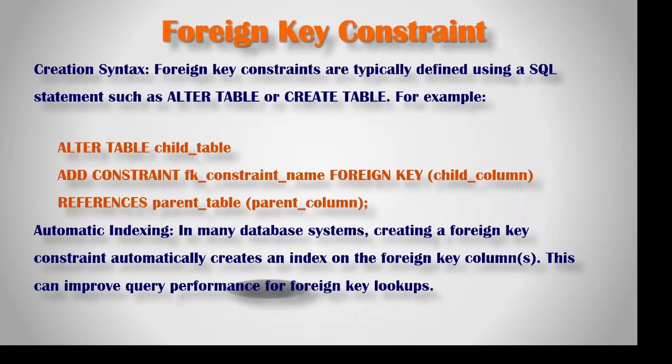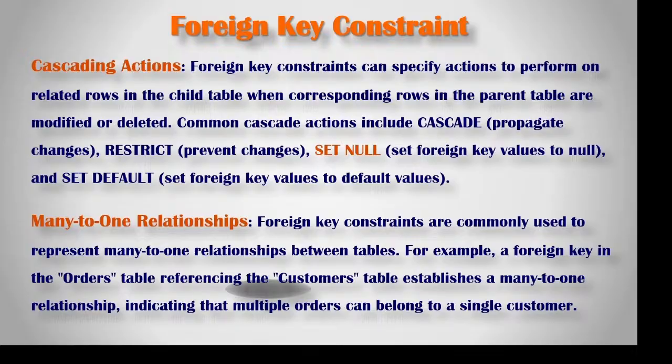Cascading actions. Foreign key constraints can specify actions to perform on related rows in the child table when rows in the parent table are modified or deleted. Common actions include cascade, propagate changes, restrict, prevent changes, set null, set values to null, and set default, set foreign key values to default values.